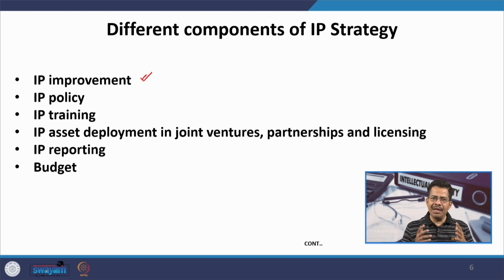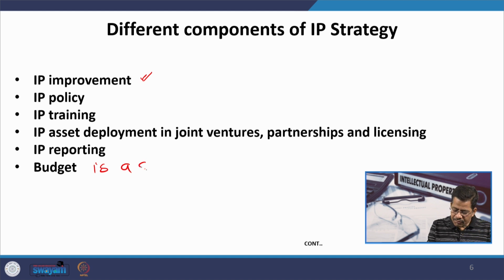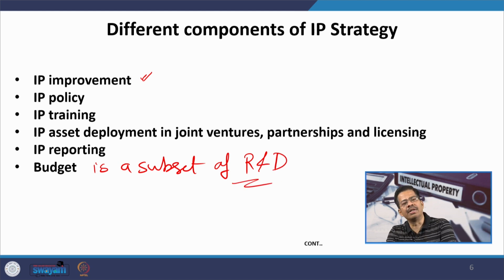And an important thing of IP strategy is finally the budget you are giving for IP activities. The IP activity budget is a subset of your R&D budget. So, what is your R&D budget? Out of that, one subset will come for IP activities. So, a focus on budgetary aspects is also important for deciding your IP strategy.